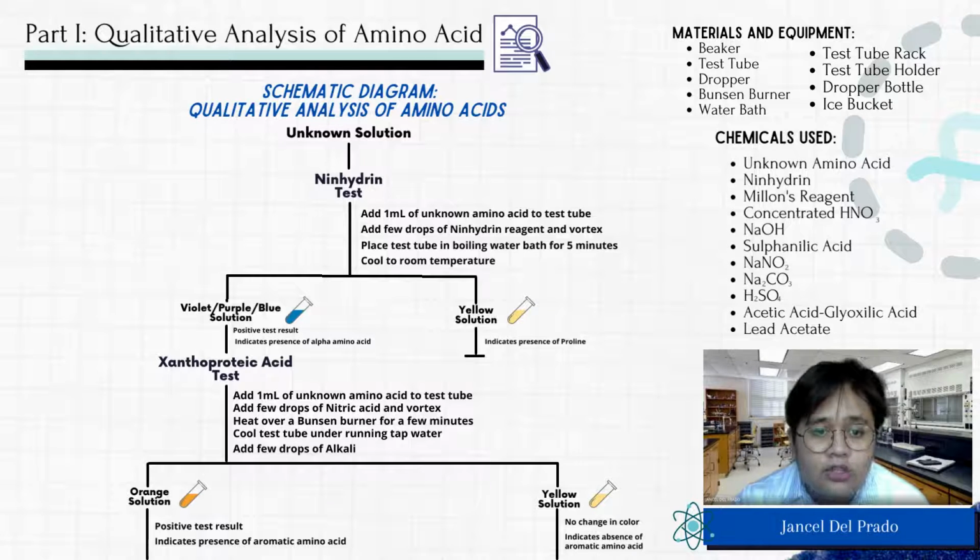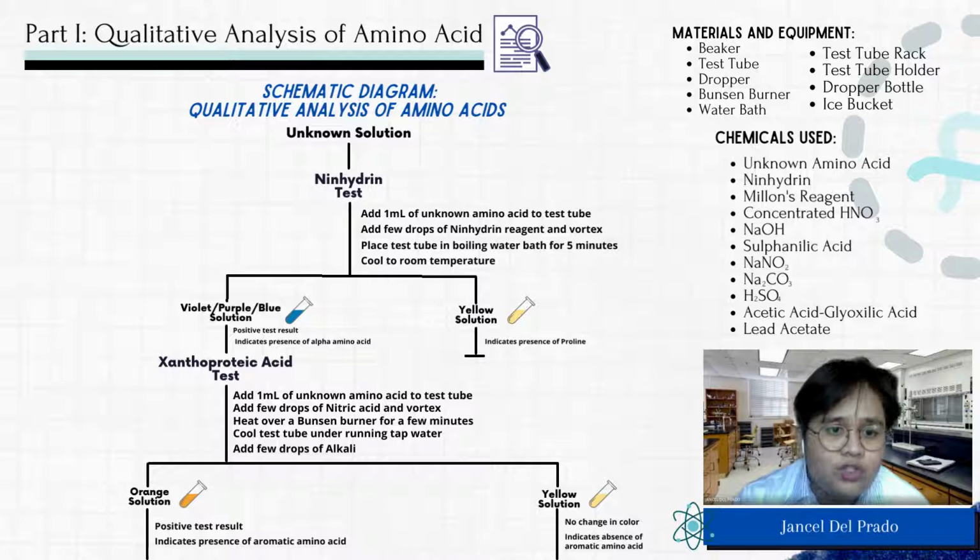This test may result in 2 different colors. A yellow solution would indicate the presence of the amino acid proline. But if we end up with a solution that is either violet, purple, or somewhat blue in color, this would indicate that the solution contains an alpha amino acid. Hence, we subject it to another test, which is the Xanthoproteic acid test.